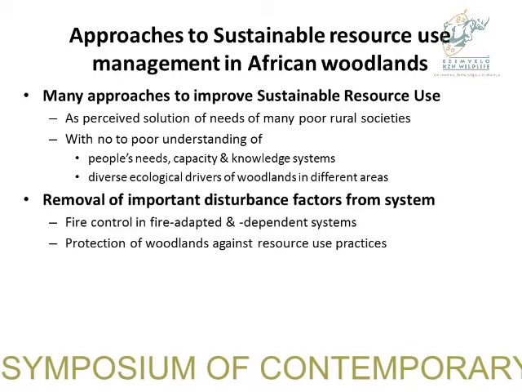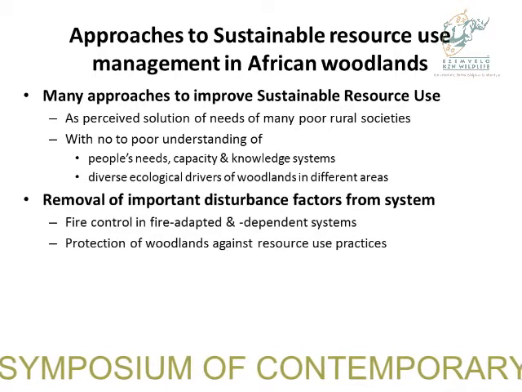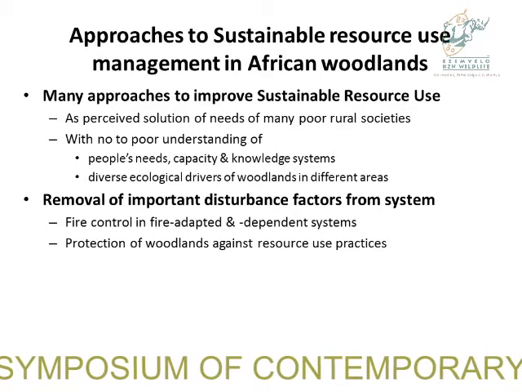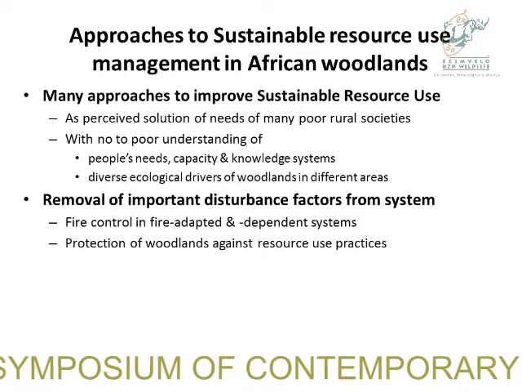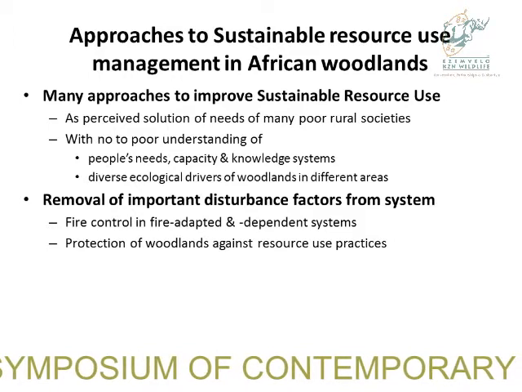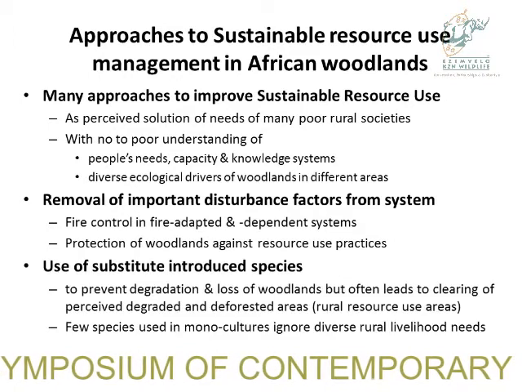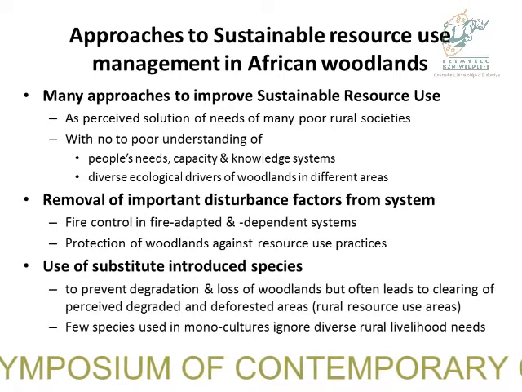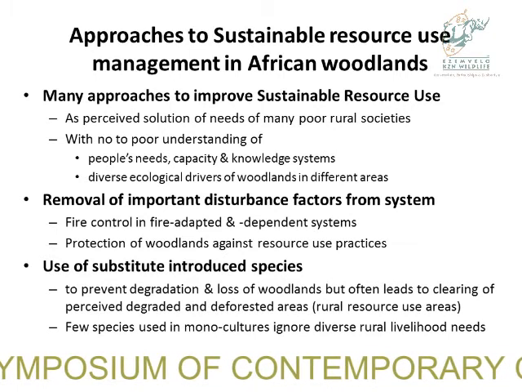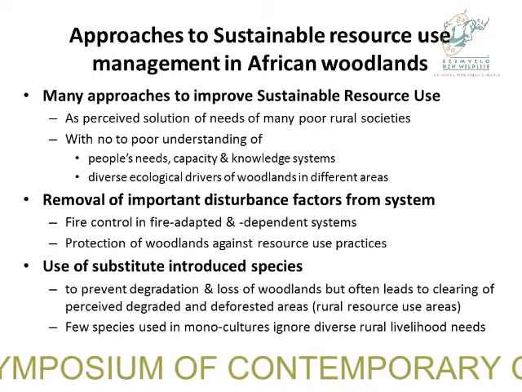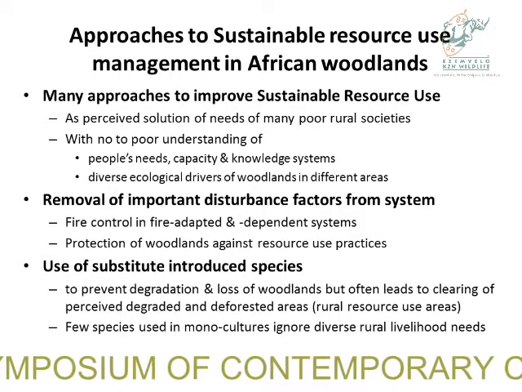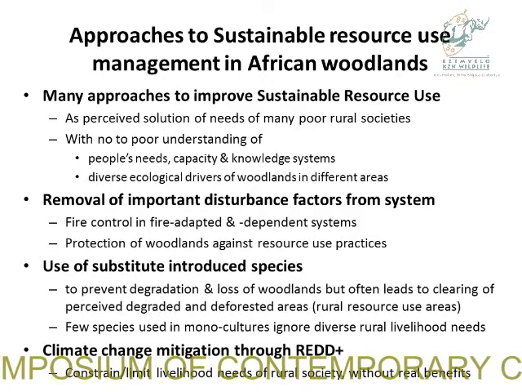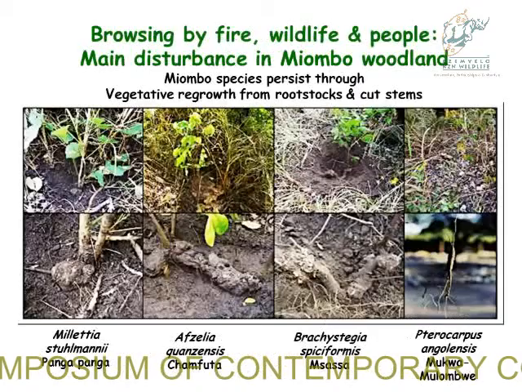We remove the important disturbance factors from the system, like fire. We remove resource use practices, which are very essential in terms of certain dynamics in the system. We introduce a lot of other species that the locals don't use, and it's very few species compared to the diversity of species they use in the normal systems. And then we have this climate change thing.